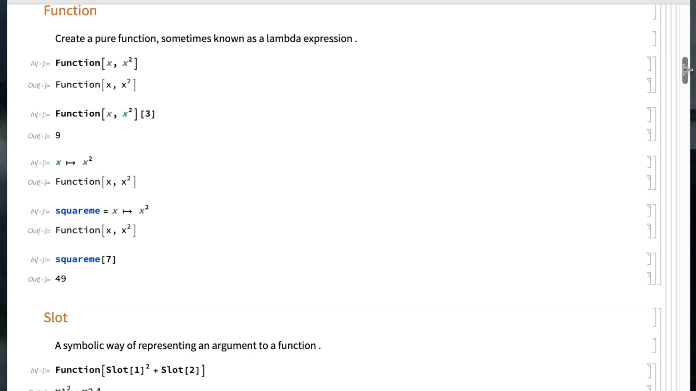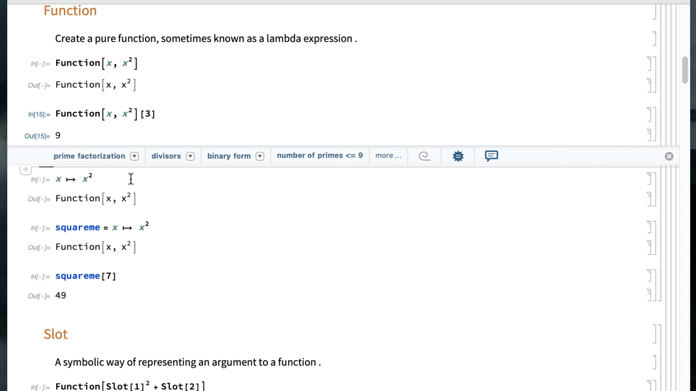All right, next let's talk about Function, an extremely important concept in Wolfram language. Functions are sometimes known in other languages as lambda expressions, but in Wolfram language they're just called functions, which is what they are after all. So here's how you define a function. You specify what the argument to the function is, and you specify what the function does. So this says take any x and square it. So if I apply that function to the number 3, I get 9.